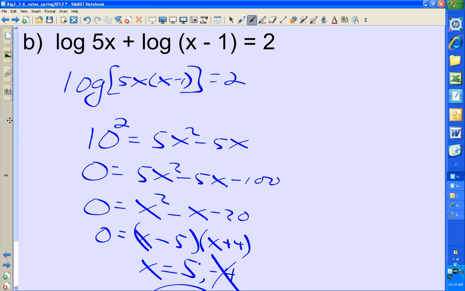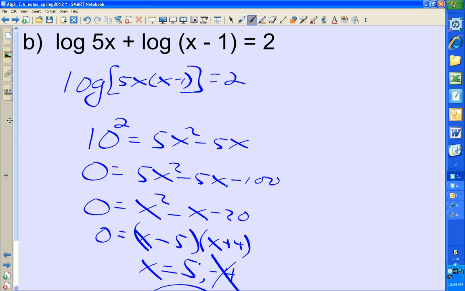Again, when you put in a -4, you'd have the common log of -20. You cannot take the log of a negative. What is in the position of 5x has to be a positive value, or the x minus 1 has to be a positive value.